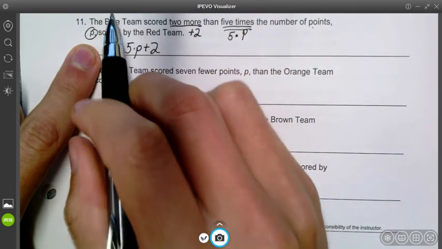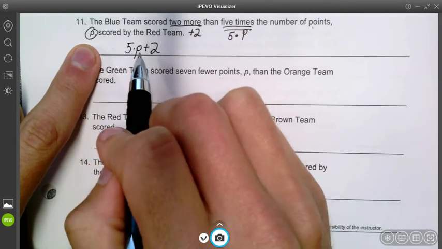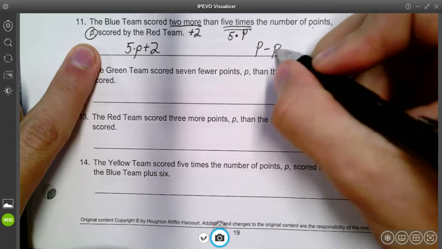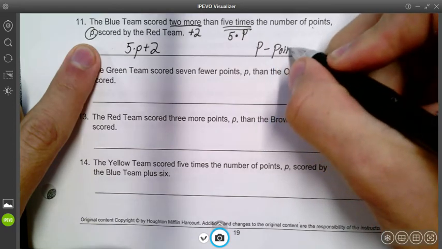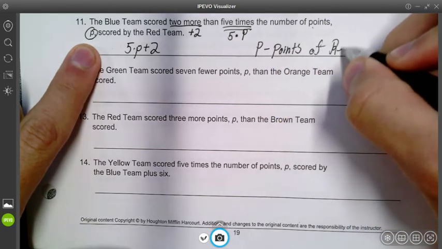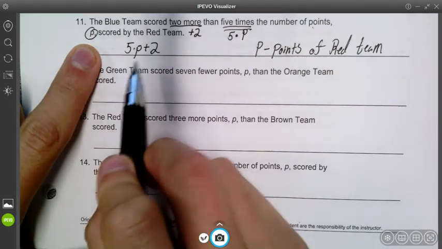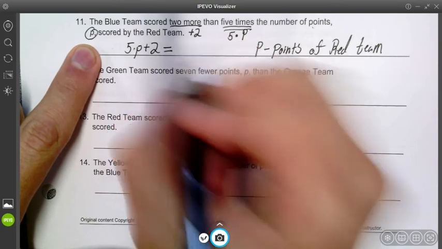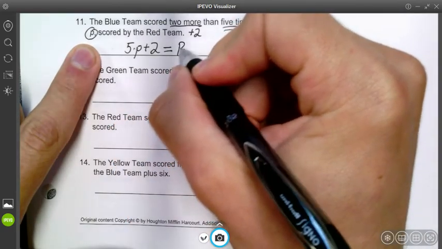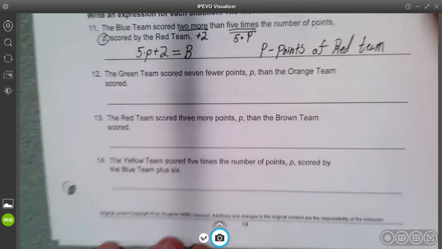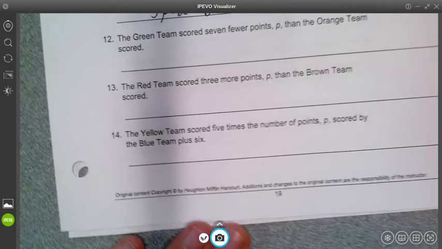And if I wanted to write it as an equation, I could say that this is the points scored by the red team. So P is actually the points of red team. And if I write an expression, this is actually an expression that represents the points of the blue team. So maybe B for blue team. All right, let's look at 13, and then I'll give you a shot at 12 and 14.